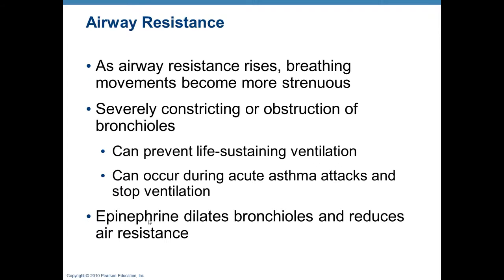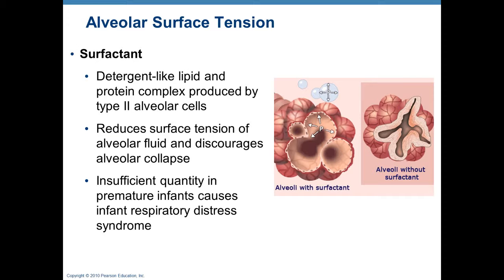Epinephrine, the neurotransmitter and hormone epinephrine, has the opposite effect. It actually dilates bronchioles, those little small air tubes, and helps reduce that air resistance. That's why when people are having an asthma attack, or if they have a severe allergic reaction to something that's interfering with their breathing, they'll inject themselves using an EpiPen to deliver epinephrine and redilate those bronchioles.